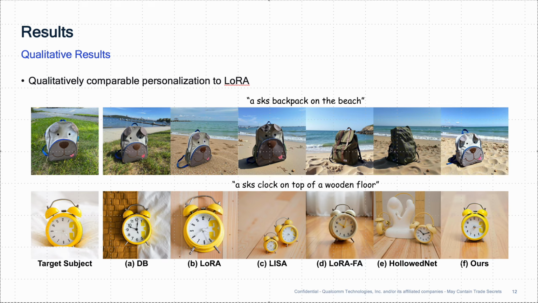Finally, here are qualitative results. The main takeaway is that our method is qualitatively comparable to LoRA for personalization while using a much more memory-efficient fine-tuning. In particular, compared to several baselines, our method preserves the subject identity while maintaining good text prompt alignment.